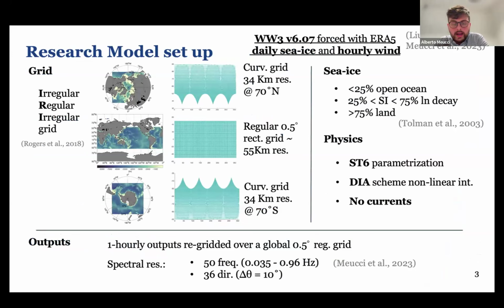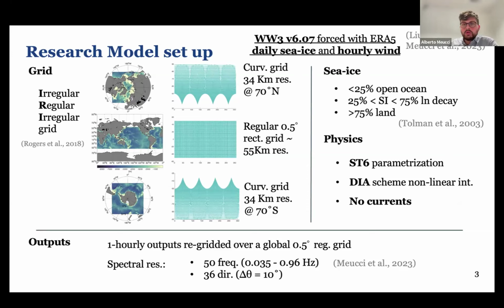To analyze the waves and especially the climate, we set up this research model two or three years ago. It's based on an irregular grid, and it runs over a regular 0.5 degree rectangular grid between 55 south and 55 north, and two curvilinear grids for the poles. It's forced with ERA5 in this case. Originally this model was set up for climate, to run a CMIP6-driven climate ensemble, which I will talk about briefly at the end of this talk.